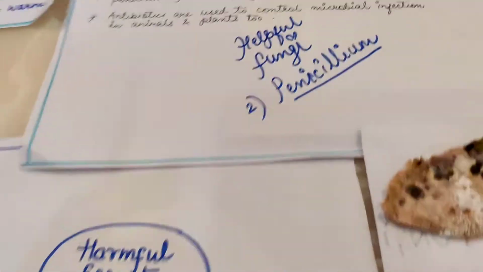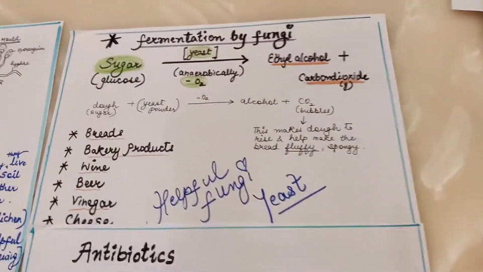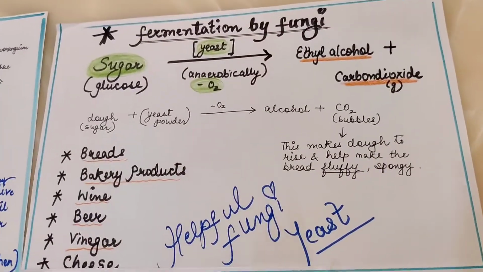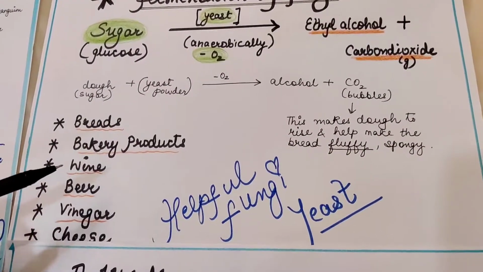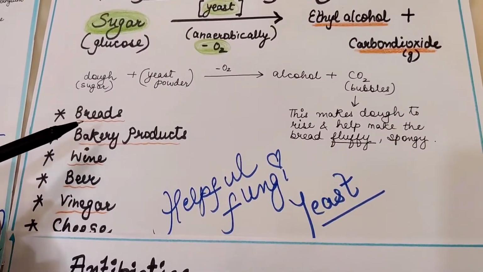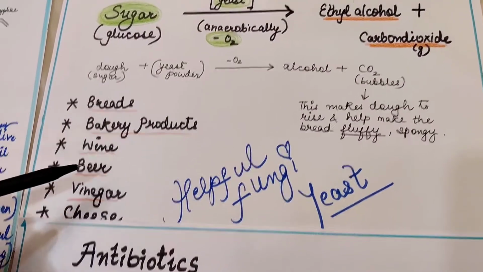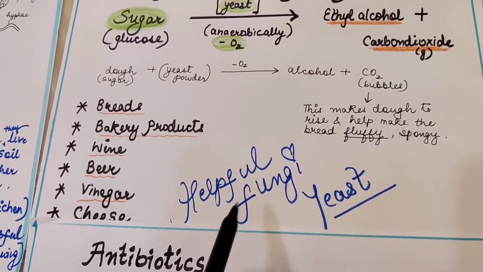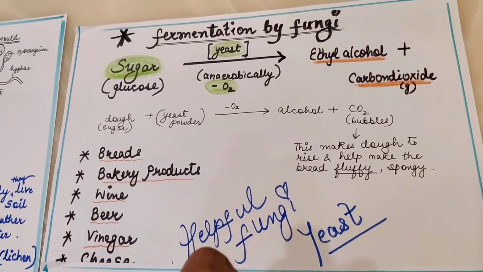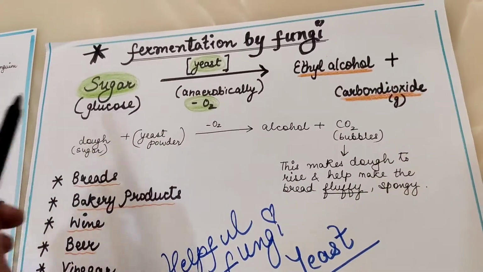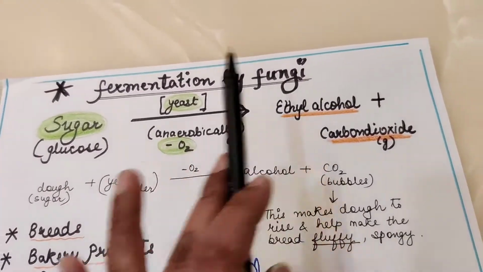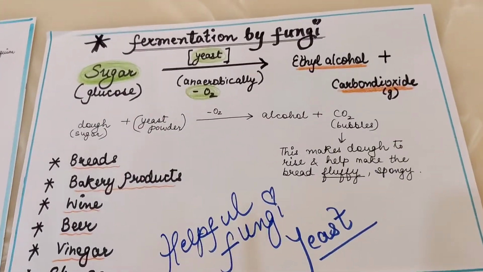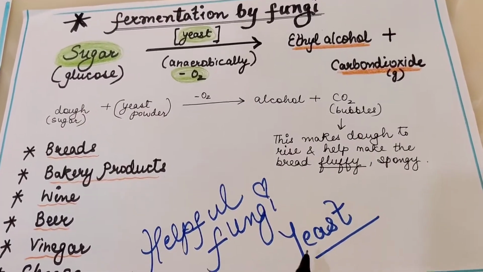Now let's focus on our useful fungi. The very first thing, we love fungi. We love fungi on our cakes, all the bakery products, the breads, the wine, beer industry, they are working on this principle. Now what is the principle? The principle is one simple thing. Now let's talk about the very important function of the fungi, that is the yeast.